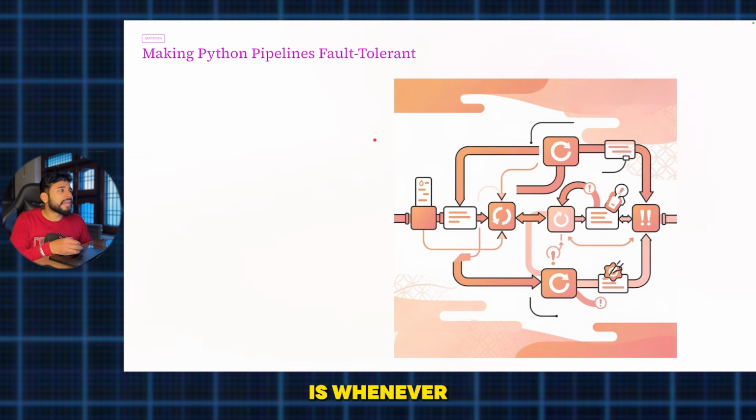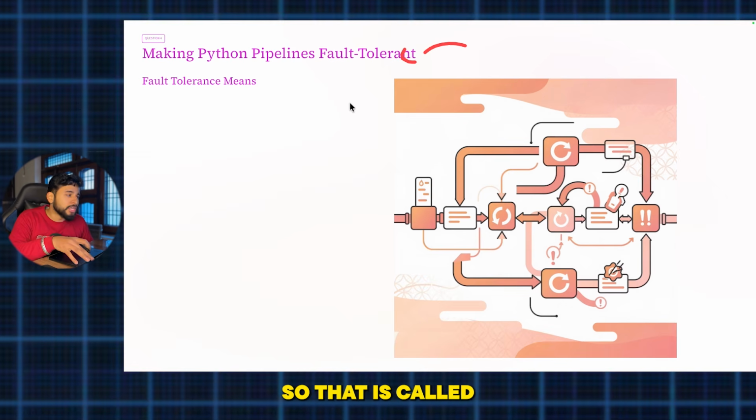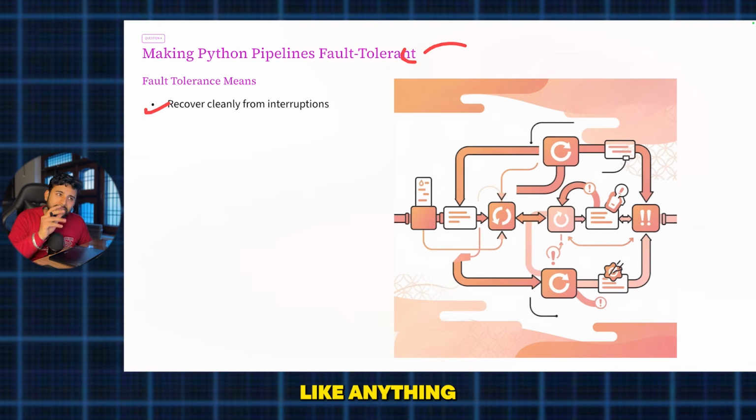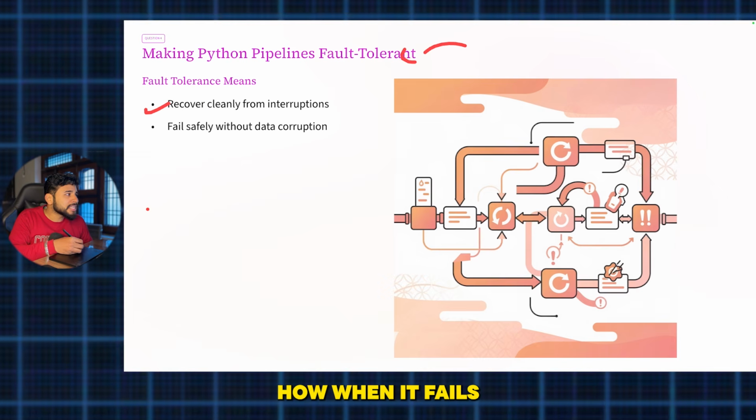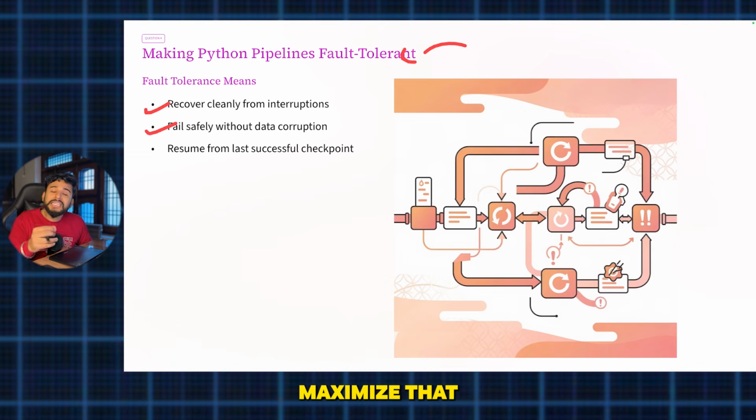Next question: whenever we talk about Python or pipelines, people will ask you how you can handle problems or faults, how you can handle the risk of failures. That is called fault tolerance. Fault tolerance means that whenever anything fails, the system recovers cleanly from the interruptions or failures, and fails safely without data corruption in between. If any data corruption is happening, how can you minimize it and maximize data safety?